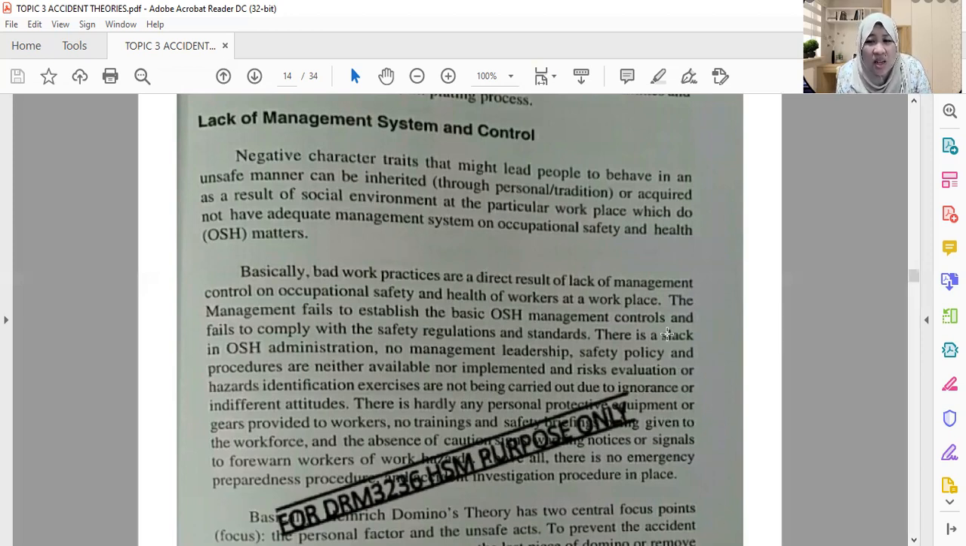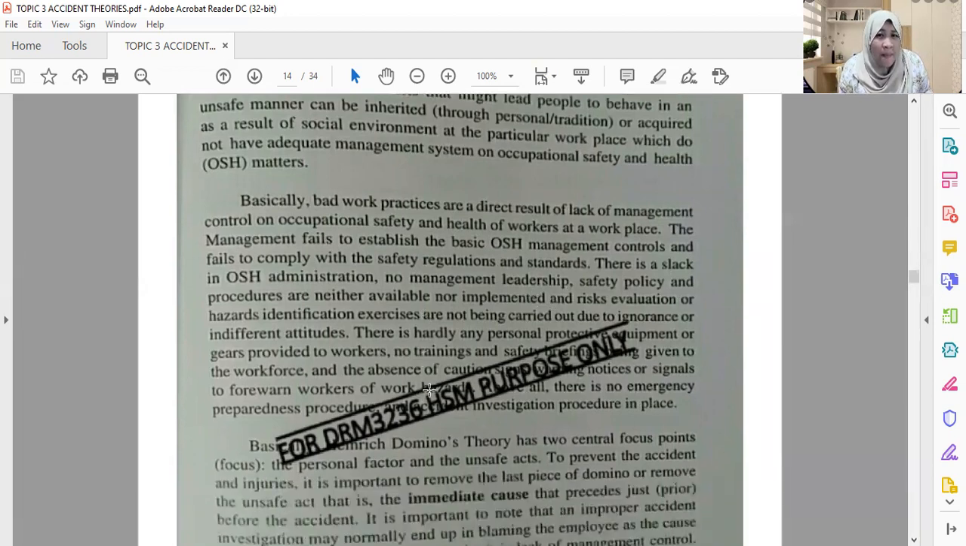And if you see from here, or acquired as a result of the social environment due to the particular work. So you are being influenced by that environment, okay? And which does not have an adequate management system on OSH matters. So in that work environment, they are not bothered after all about safety, even though they should be practicing it, right? But they don't even bother. So that will also become one of the factors, okay, why it becomes bad.